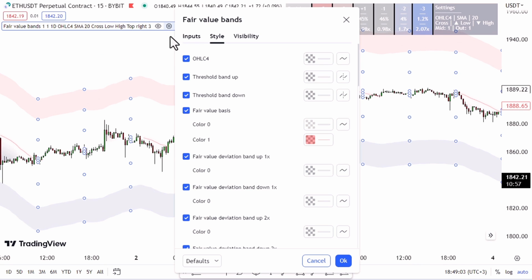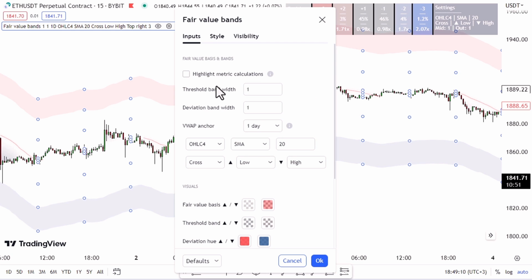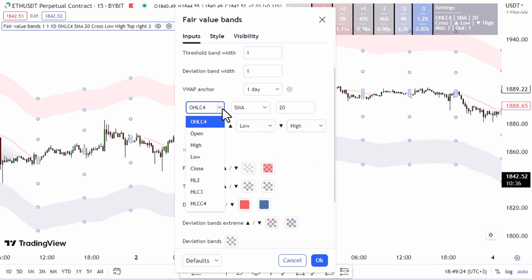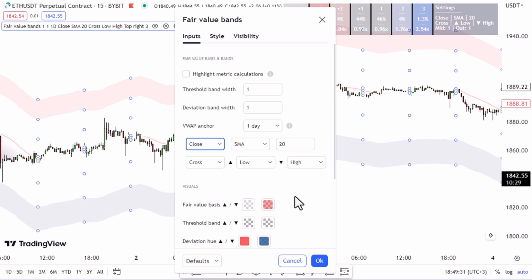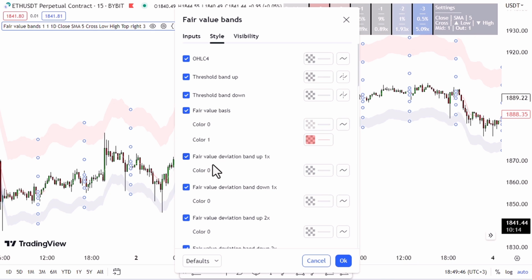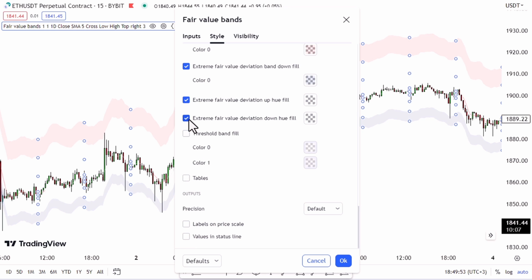Now, looking at the settings of this indicator, we can see that there are a lot of customizations, but the first one that we're going to change is the data source. We're going to be using the close price of a simple moving average. There are also other options including the VWAP, median, and so on. And then to make the bands more sensitive to the price, we're going to reduce the length of the SMA to 5. Then on the style tab, we're going to uncheck everything except for these two options right here: extreme fair value deviation band upfill and extreme fair value deviation band downfill.